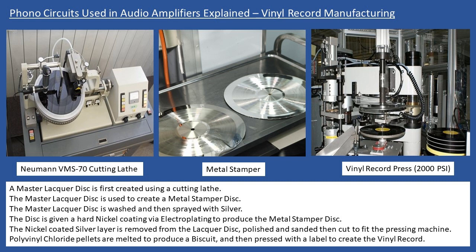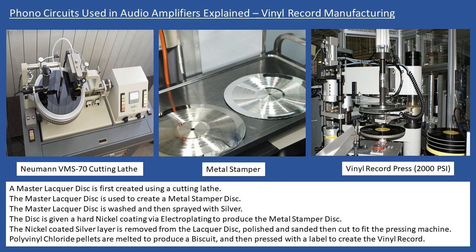And then the next part of the process is to create what we call a stamper, and the stamper disc is used to produce the end product, which is vinyl records. Now, I always love the way humans solve challenges, and when you think back to when this technology was developed, it is impressive. So once they have the master lacquer disc, that disc is sprayed with a silver coating.